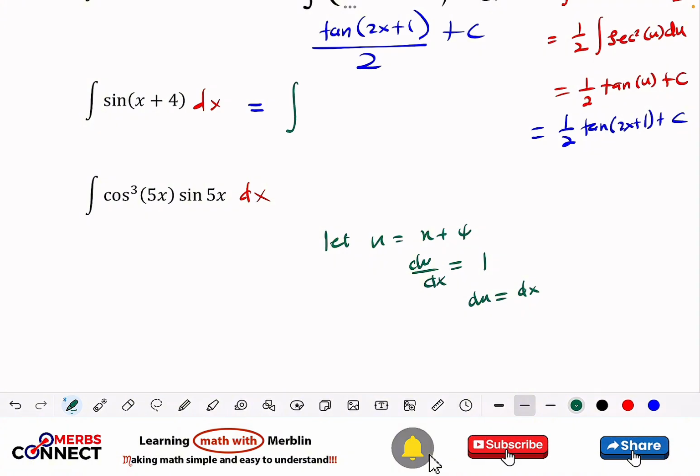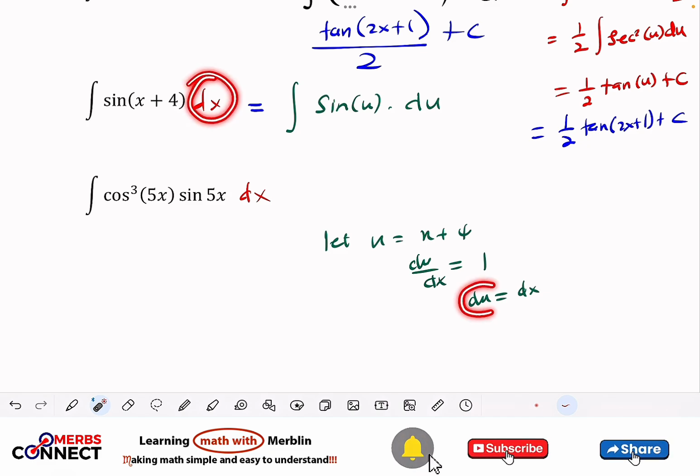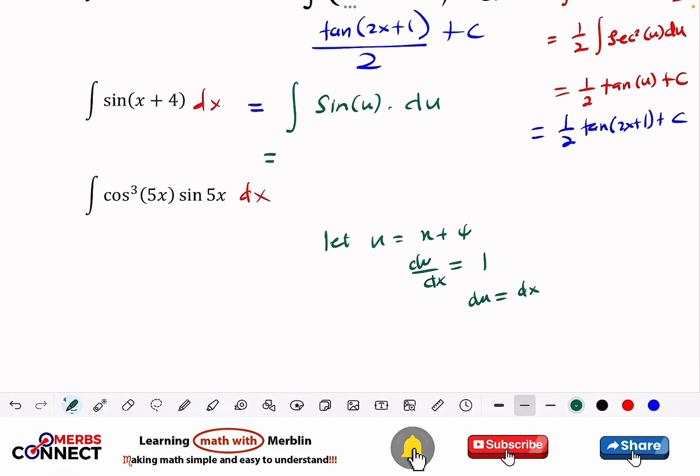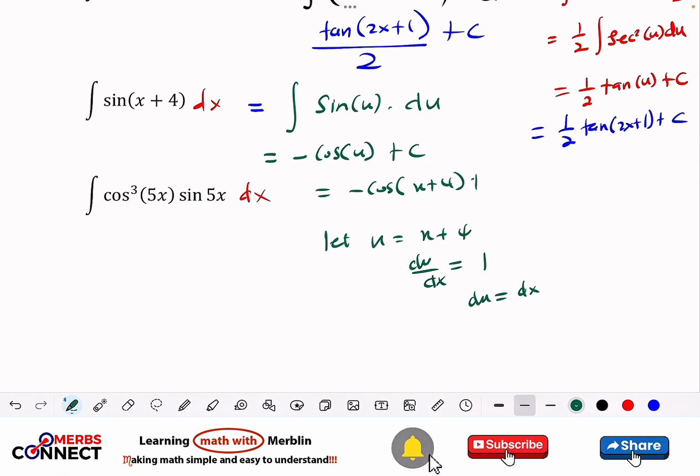This will be equal to sine u times du, because we know that x plus 4 is u and dx is du. So integrating this, we know that when I integrate sine, I get minus cos u, then I add plus c. I know that u is this, so I'm going to have this one to be equal to minus cos of x plus 4 plus c. So this is my solution.